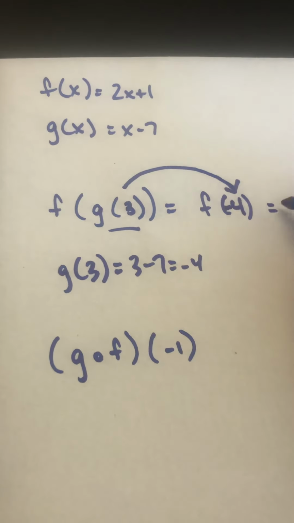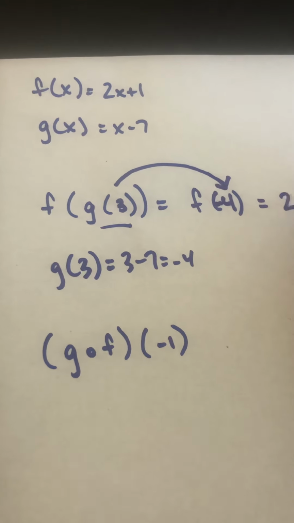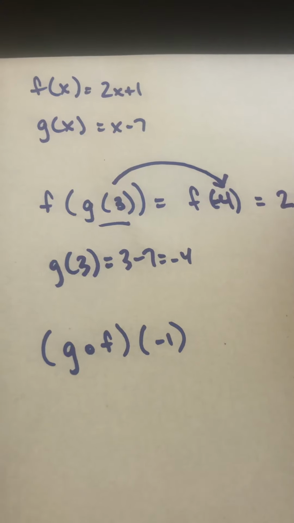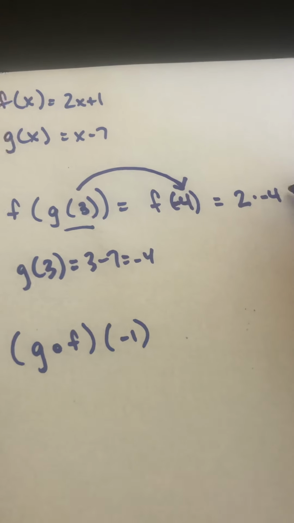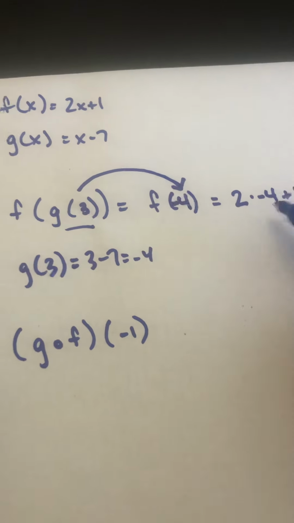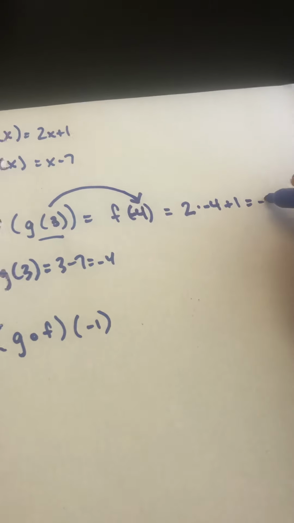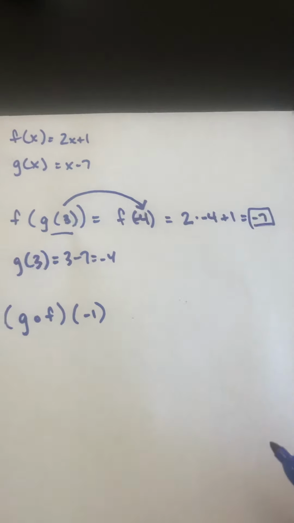So now I go to my f function. So it's 2 times x. Well, in place of x, I'm going to put negative 4 in there. And then plus 1, which will give you negative 8 plus 1. So your final answer there is negative 7.